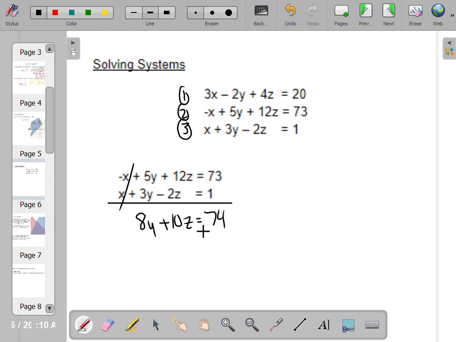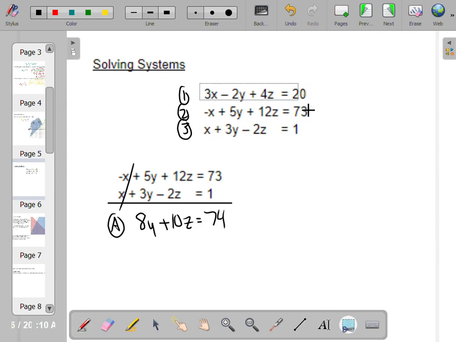Now I have an equation with two variables. Well, that's not going to help me by itself. I'll call that my A equation. I need to find another two equations that I can combine that will eliminate x. I committed to x when I eliminated the first time. So I think the top two would work.